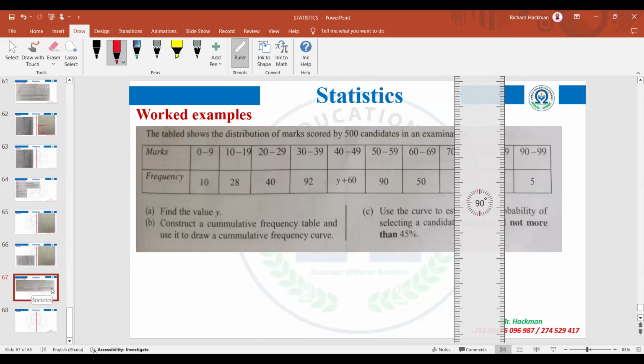I will pause here. We've done an hour. We'll go and have our water break, maybe about 3 minutes. When we come back, we go and look at the cumulative frequency curve, which we also call the ogive.